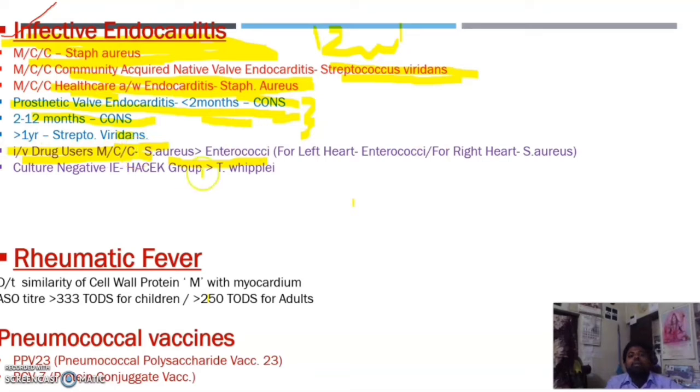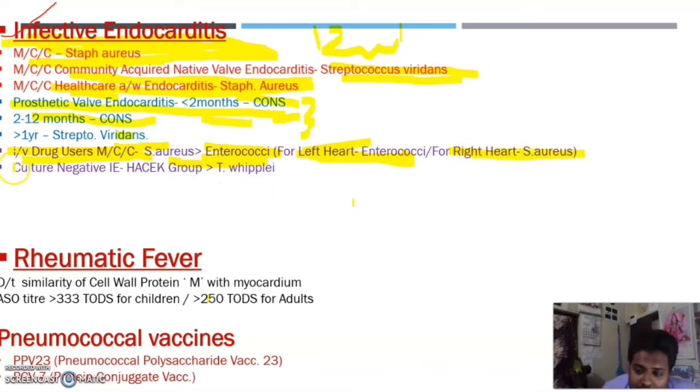Enterococci are gamma hemolytic. If the question specifically says that left heart endocarditis is present, like mitral valve etc. are involved, and both the options enterococci and staphylococcus are given, then the most common cause for left heart endocarditis is enterococci, and for right heart endocarditis the most common cause is Staphylococcus aureus.